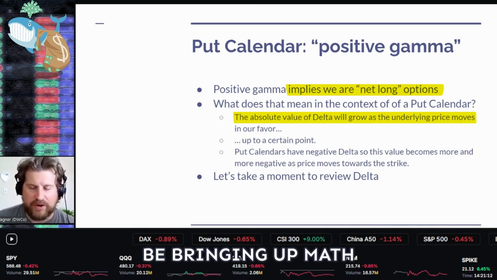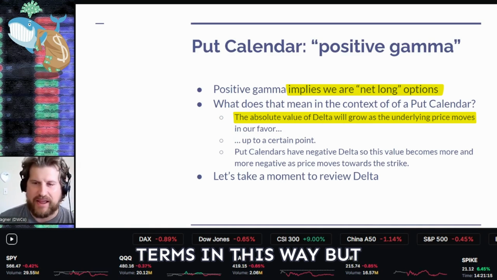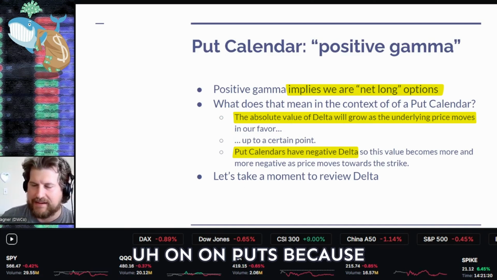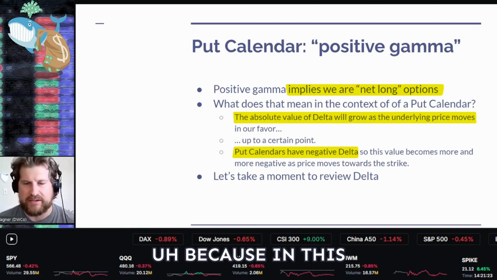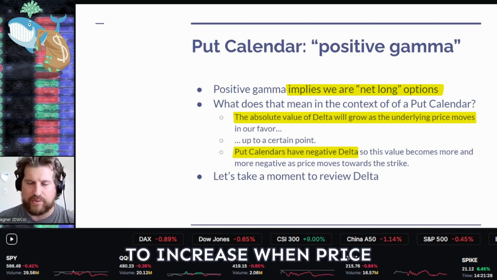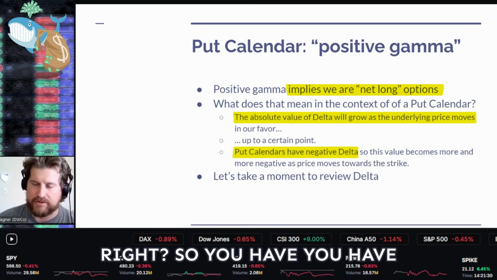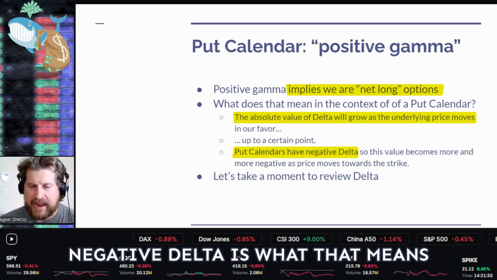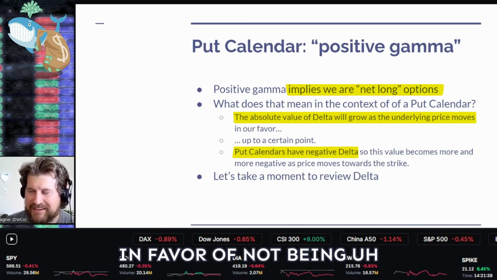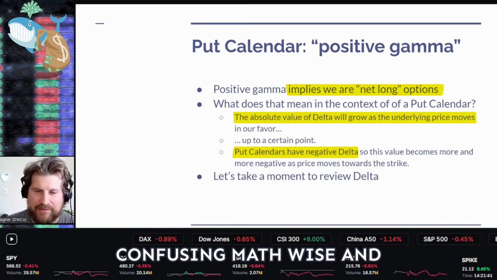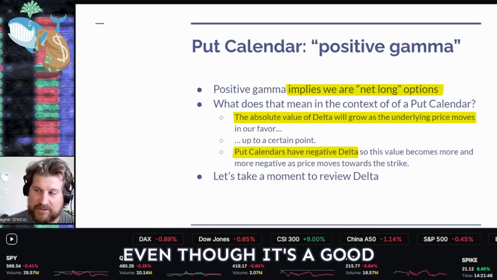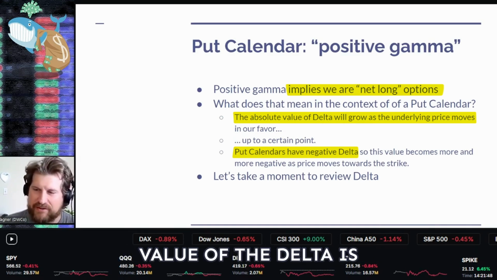And I'm sorry to be bringing up math terms in this way, but technically delta is negative on puts, because in this particular structure the value is going to increase when price of the underlying goes down, right? So you have negative delta is what that means. In favor of not being confusing math wise and saying something gets more negative, because that generally means smaller, even though it's a good thing in this case, I just say the absolute value of the delta is going to continue to grow.